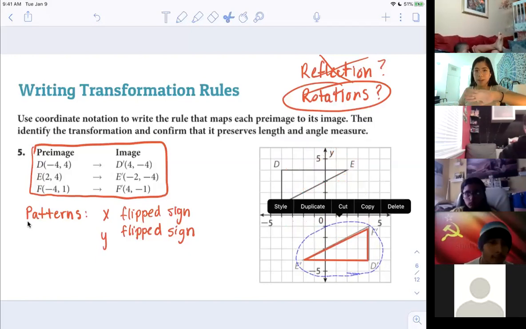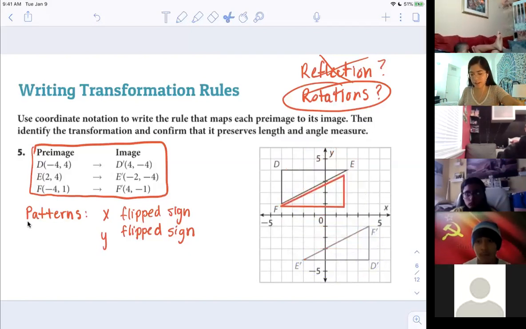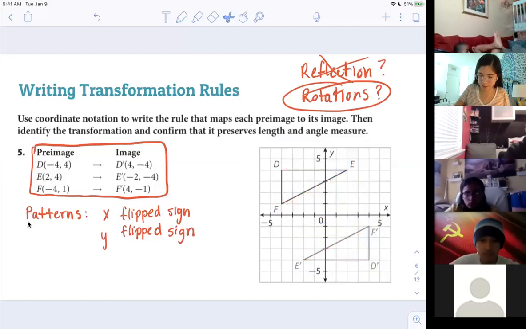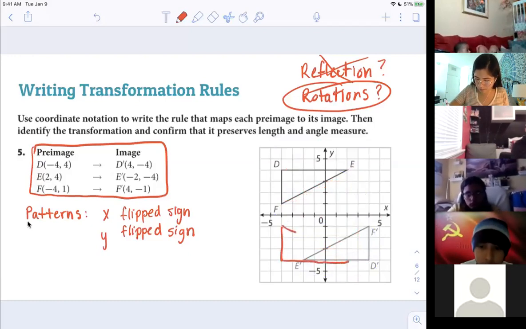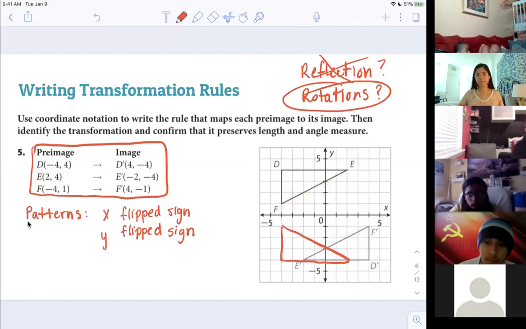If it had been a reflection, I would have flipped it. It would have been like upside down. But I wish I could do that. I don't think I can. But I can show you, I can draw it. If it was a reflection, it would have looked something like this. Does that make a little bit more sense? That red one, that's a reflection.